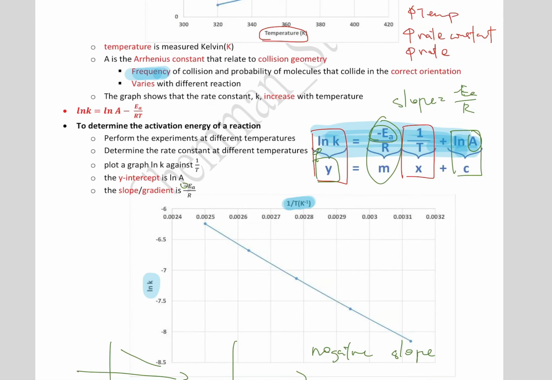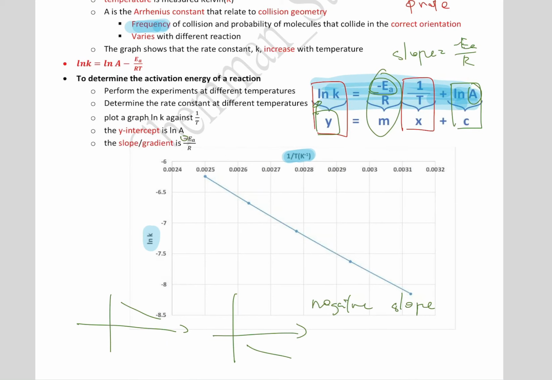Here I give you a graph, and method one is an easy one. You only have to pick the data points, find the change in y over the change in x, which gives you the slope. Then multiply the slope by R, which gives you the activation energy. Just remember, when you're using R, the energy you get will be in joules per mole, because R's unit is also in joules per mole.